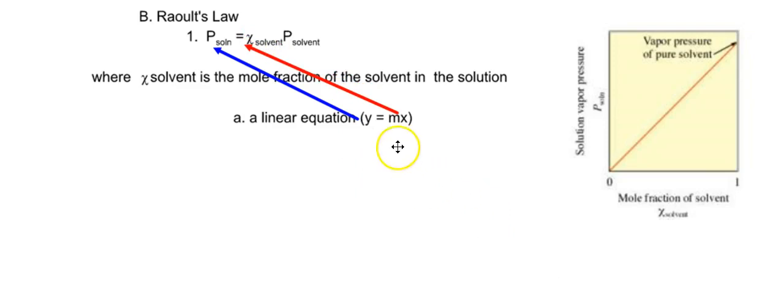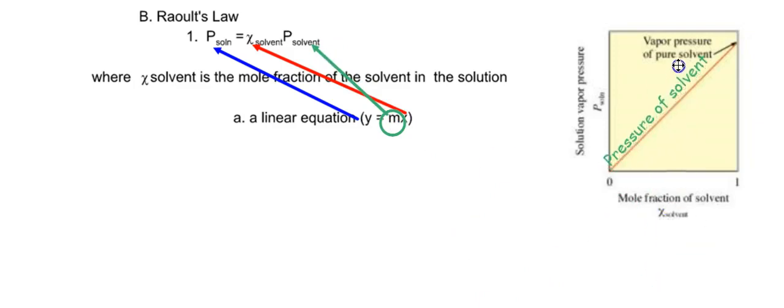So what is my m? That's what I'm looking for. Well, what do you think my m is then? Well, my m is the pressure of the pure solvent. So do you see this line here? The slope of that line is the pressure of that solvent.